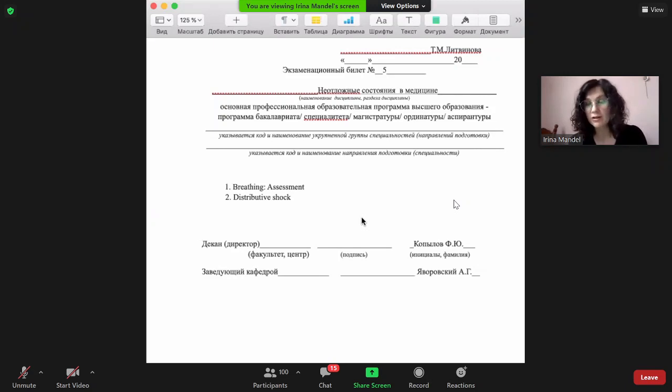In a septic shock, there are antibiotics, norepinephrine, and fluid infusion. In neurogenic shock, there is also norepinephrine and fluid infusion. And that's it.